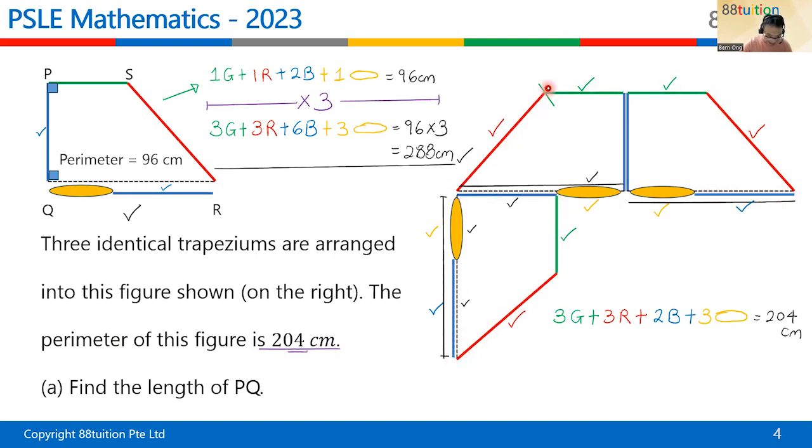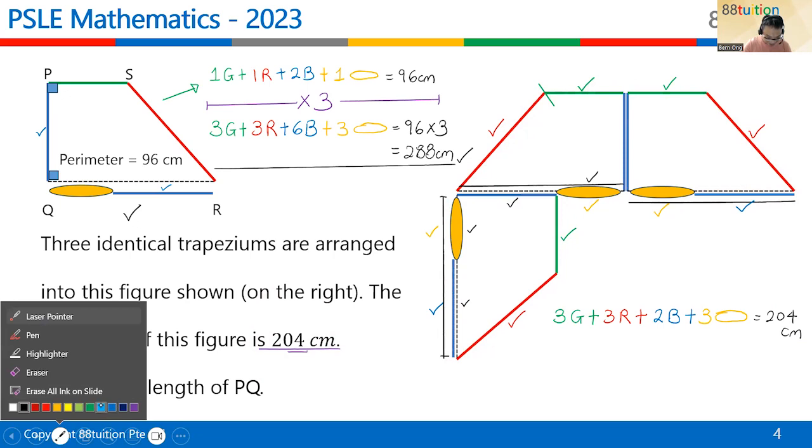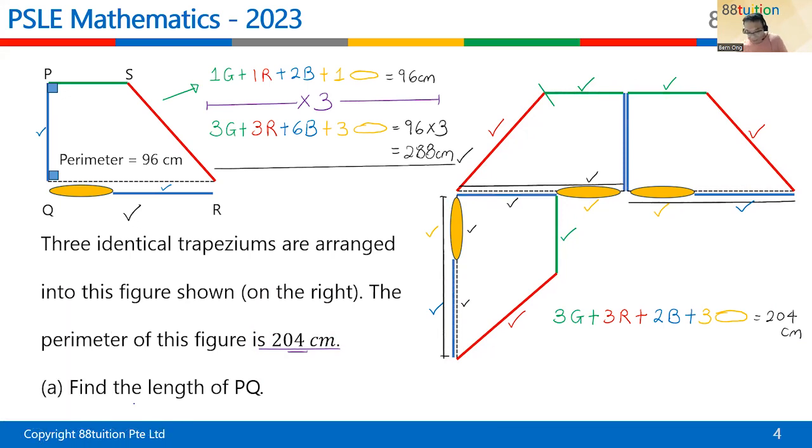And what do you see, children? This is the exciting part. You have to compare your 288 here with your 204. Obviously, right?